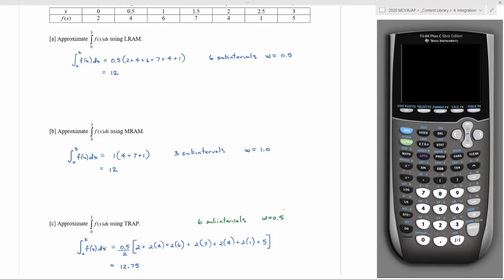And if I do that calculation, I get 12.75. So I can approximate that integral from 0 to 3, and it's 12.75.